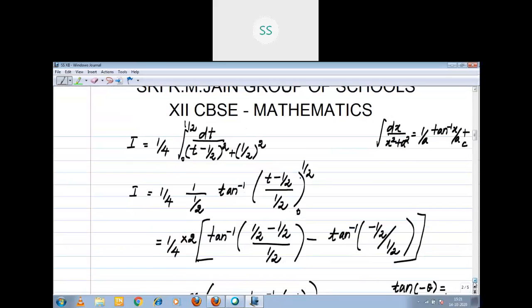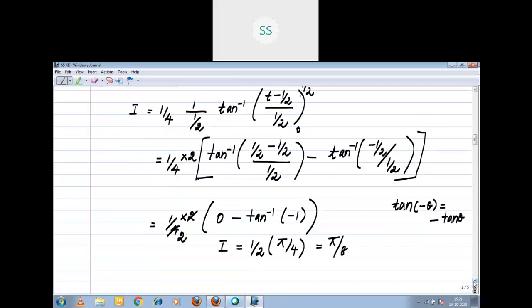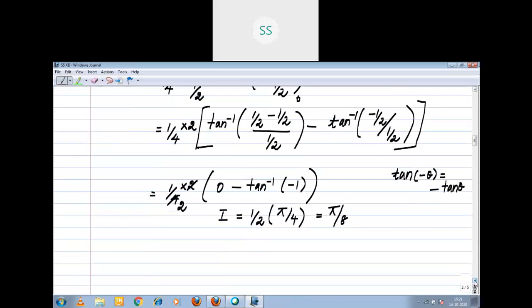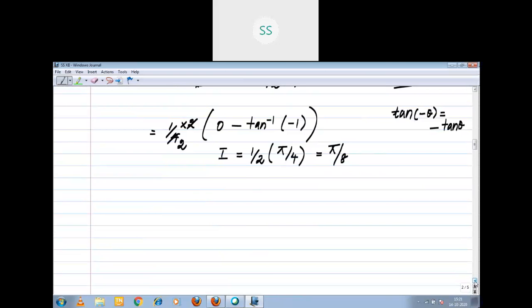Then dt divided by (t − 1/2) the whole square plus 1/4. The 1/4 I wrote it in terms of (1/2) the whole square. Now I arrived at the standard format as dx by x² + a². Then I can easily apply the formula 1/a tan inverse x/a. Finally, I arrived at the result as I equal to pi/8.